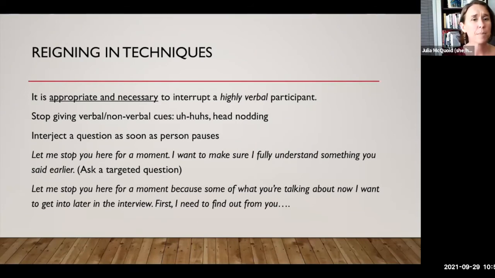Or you could say, "Let me stop you here for a moment, because what you're talking about right now is something I really want to get to later in the interview." So that's redirecting them, letting them know that's a topic with really valuable information. I want to save that for later because we're going to talk about it later.